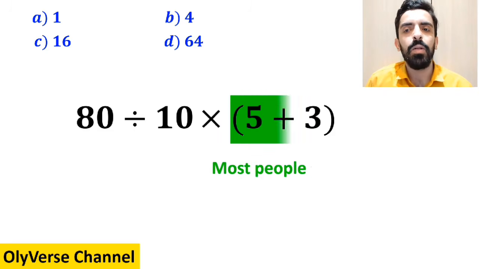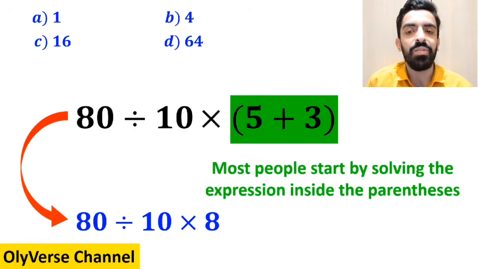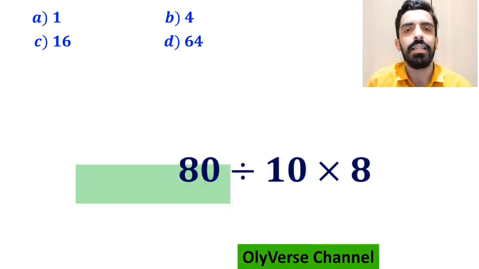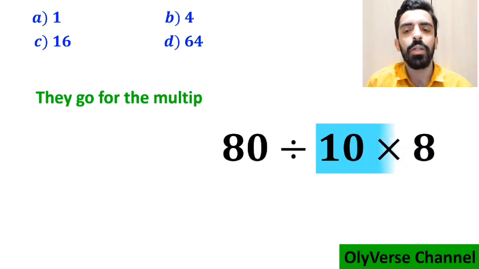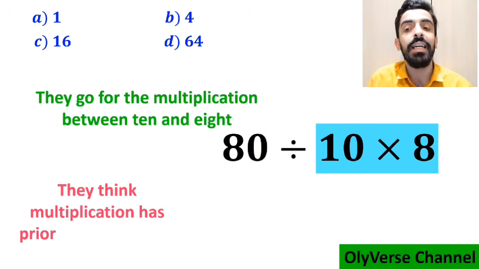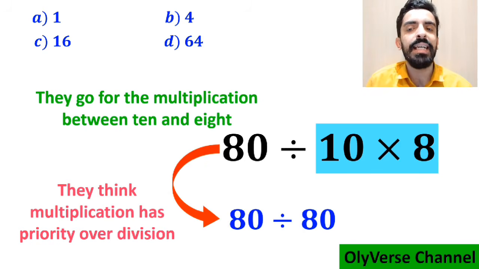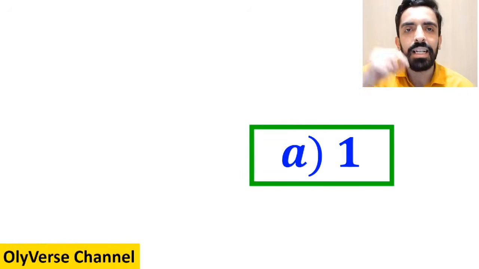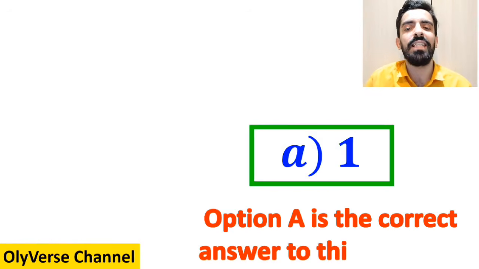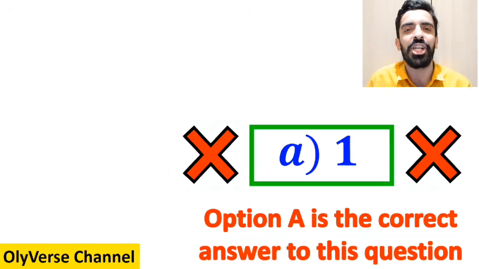In the first step, most people start by solving the expression inside the parentheses and replace it with 80 divided by 10 multiplied by 8. In the next step, they go for the multiplication between 10 and 8 because they think multiplication has priority over division. So, this expression simplifies to 80 divided by 80, which finally gives them the answer 1. And immediately, they quickly say that option A is the correct answer to this question. However, it's not the correct answer to this question.